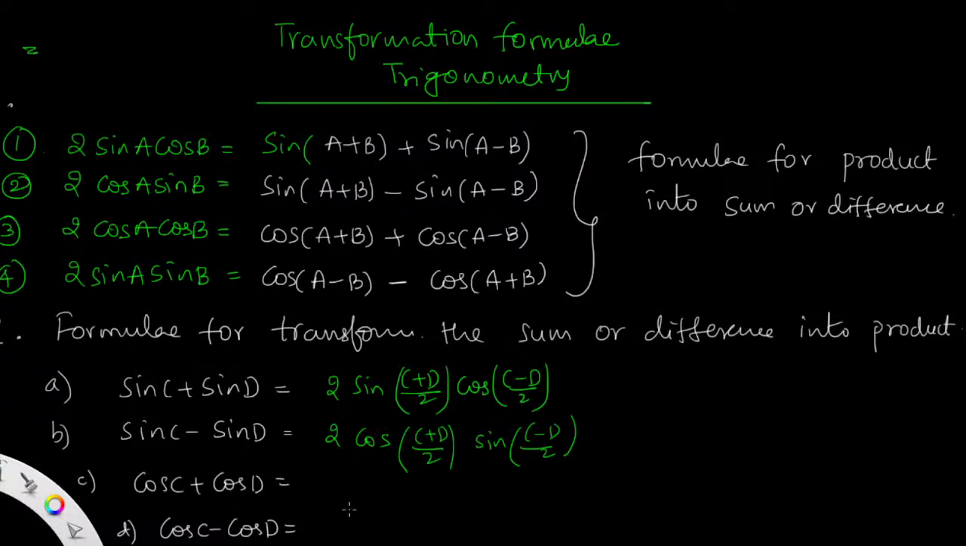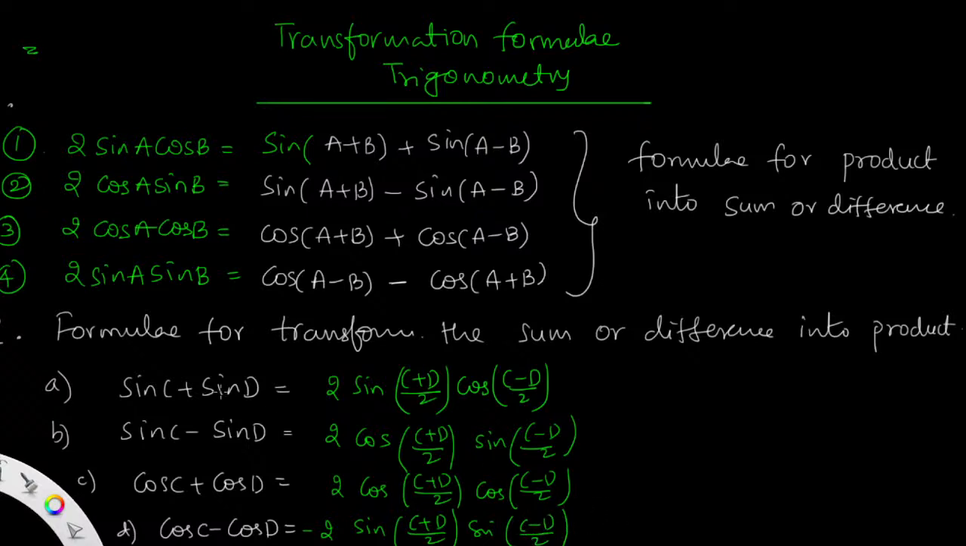Next, cos C plus cos D is 2 cos of (C plus D) by 2 into cos of (C minus D) by 2. And next, cos C minus cos D is minus 2 sin of (C plus D) by 2 into sin of (C minus D) by 2. So this is the formula to transform sum or difference into product. The above formula is product to sum.